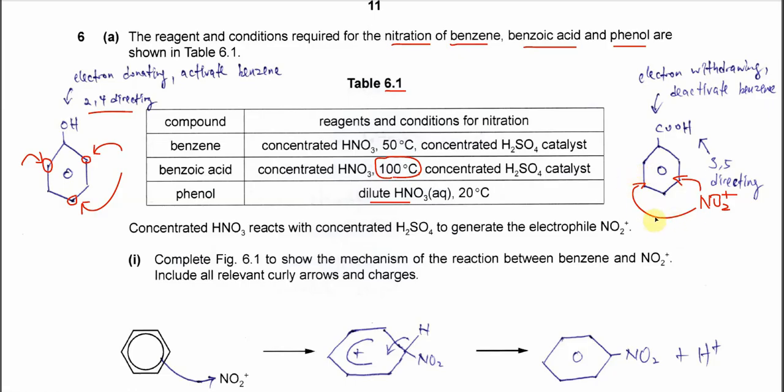The most important thing that you must know is when we have an electron donating group, it's 2,4 directing, and when we have an electron withdrawing group, it's 3,5 directing. So 2,4 directing and 3,5 directing is for electrophilic substitutions.